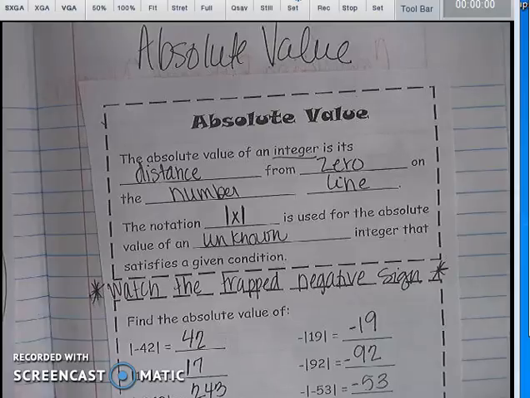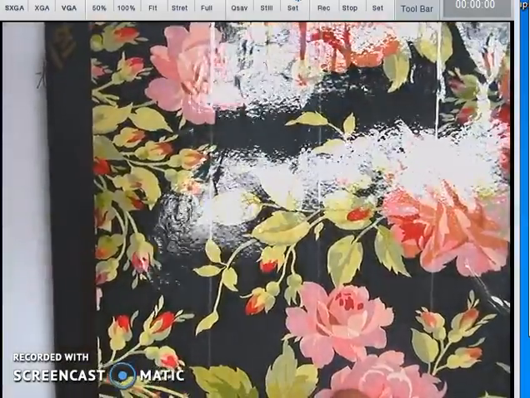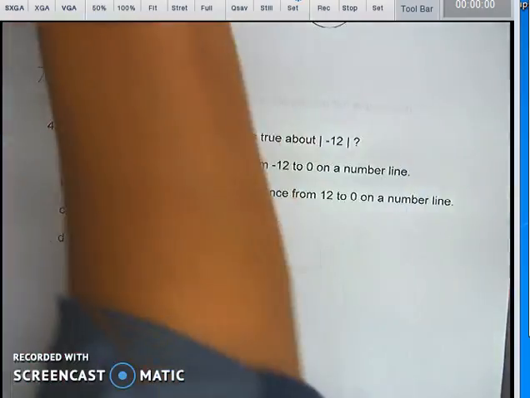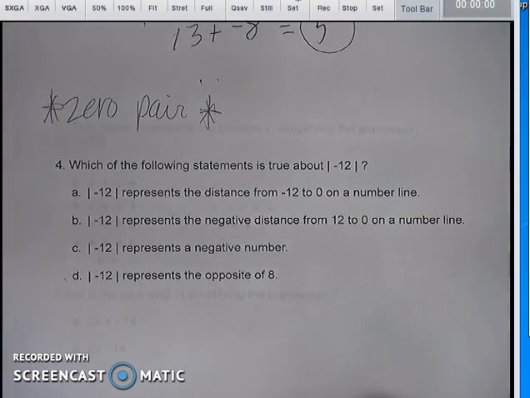One thing we talked about too is that there is no such thing as negative distance, right? Distance isn't negative. You've never heard somebody say, oh, I live negative 3 miles from school. We talked about that. There's no such thing as a negative distance.